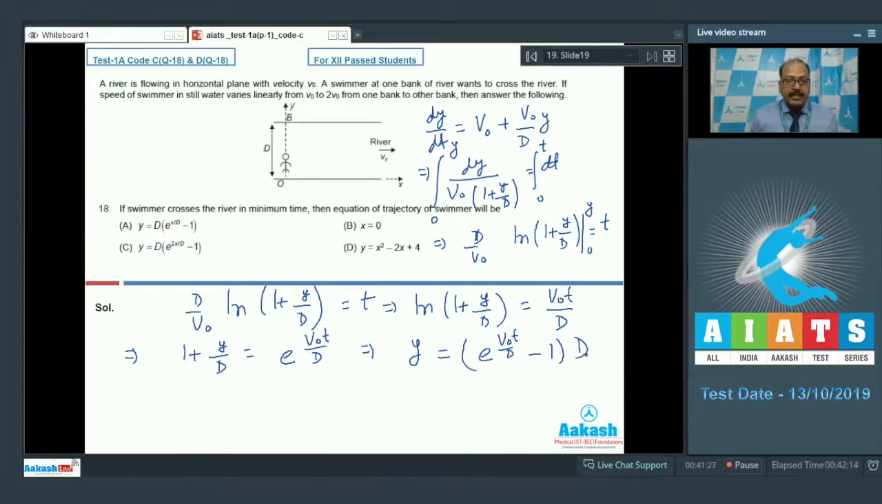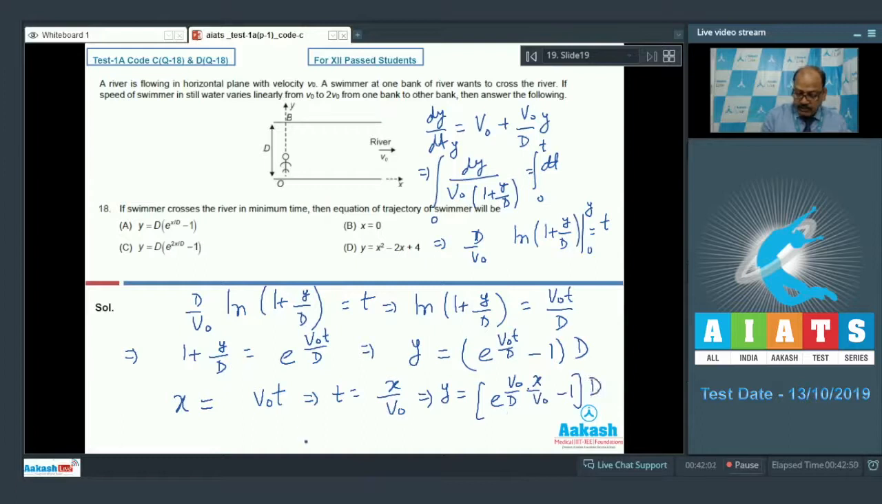Let's look at the expression for x now. Expression for x is very straightforward, very simple. It is simply v naught into t. So we can replace t as x by v naught in the expression for y and we get the equation of trajectory. So if you put t equal to x by v naught, we get y equals e to the power v naught by d into x by v naught minus 1 into d, or simply y equals d times e to the power x by d minus 1.